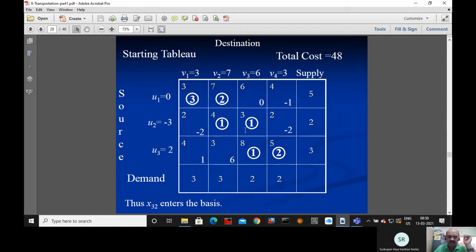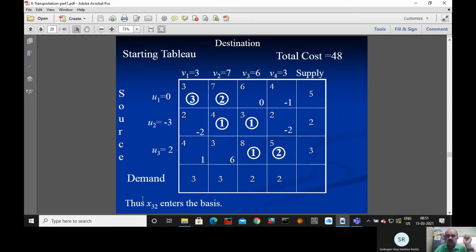So next we are going to the cell, that is cell second row, third column. So cell 2, 3. With respect to cell 2, 3, we have U2 plus V3 equal to 3. Since we have U2 equal to -3, our V3 equal to 6.